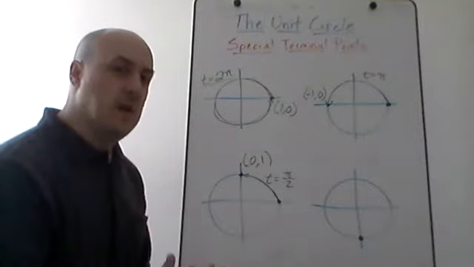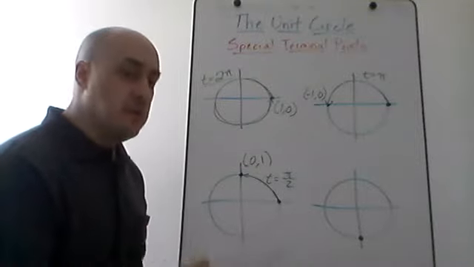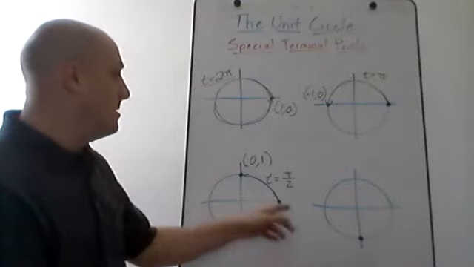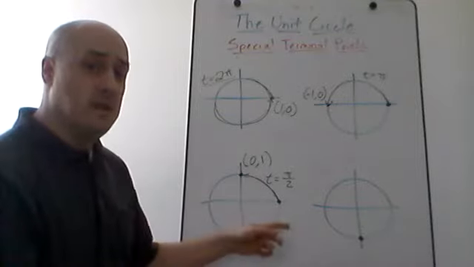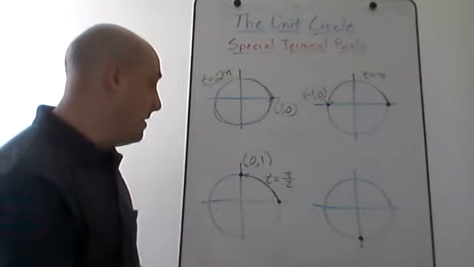The terminal points themselves, when you're looking at the unit circle, should be pretty easy to figure out what the coordinates are, especially the ones on the positive x and y axes should be easy to figure out.